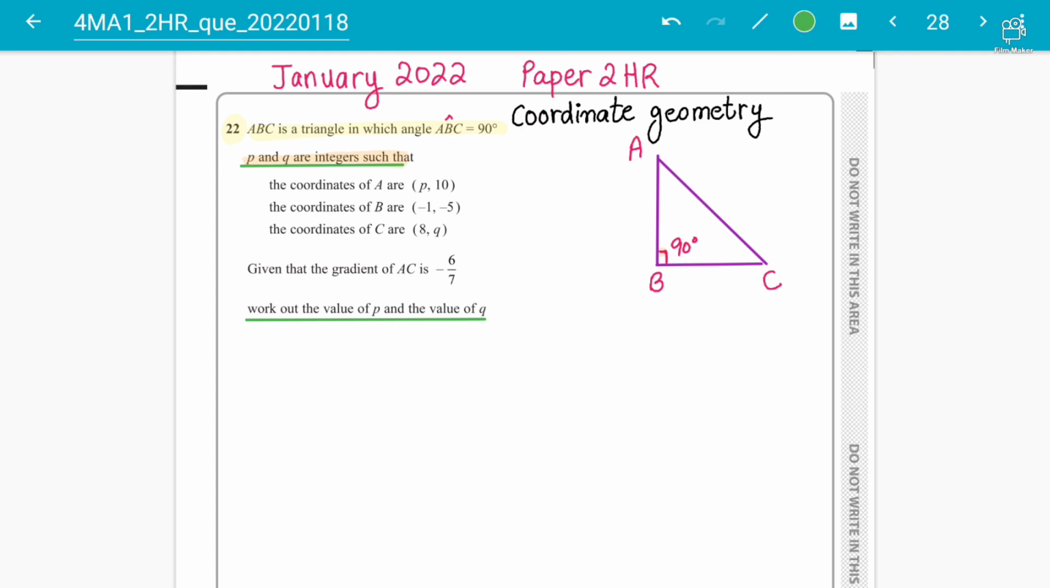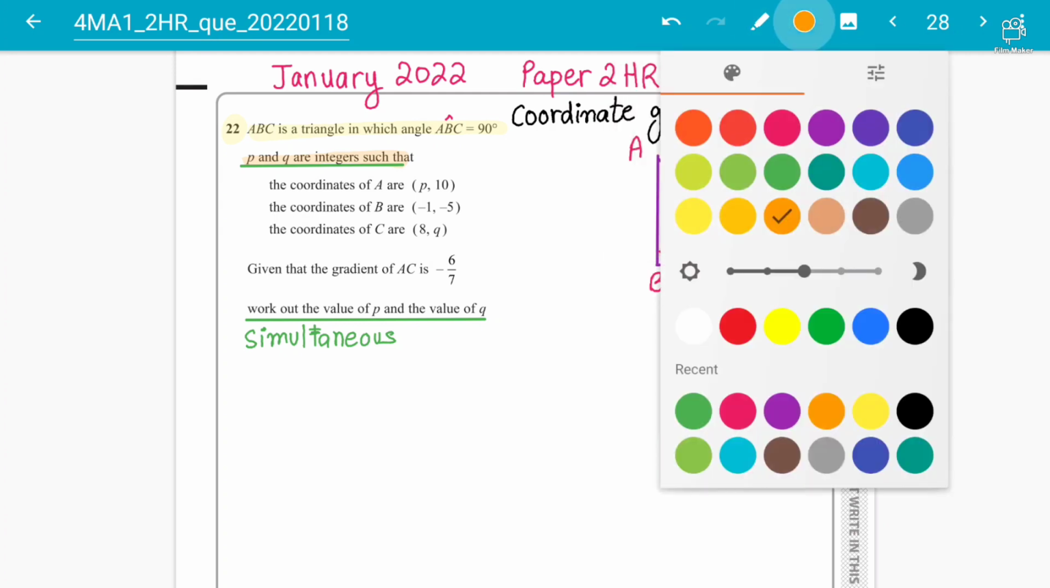Always remember that most of the time, when we have to find two values, you have to solve them simultaneously. Two unknowns are there, so most of the questions will be involving simultaneous equations. So let's get started and let's read the question.